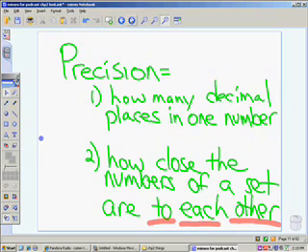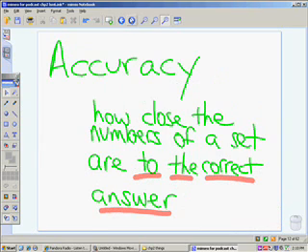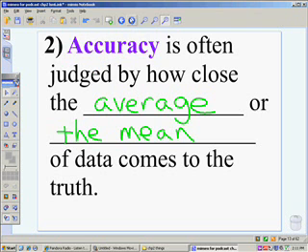Also, there is nowhere in these definitions anything about how close the answer is to the correct answer. It is only in relation to the other data points. Accuracy is how close a number is to the correct answer. But notice here that in accuracy, they don't say anything about how many decimal points your answer has or what the range of data is. So accuracy and precision are different things.